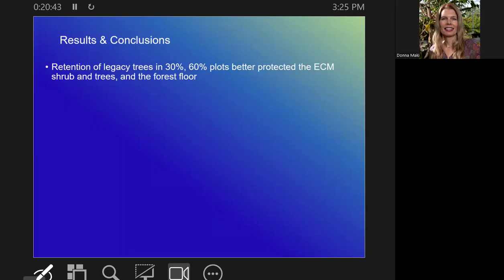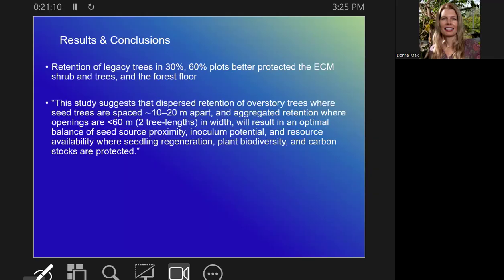So overall, their conclusions were showing that getting some of those legacy trees to stay put, not cutting everything down, and especially in the 30 and 60% plots that they tested, it did a better job of making sure that there were good amounts of ectomycorrhizal fungi. There were shrubs and trees that supported the ectomycorrhizal fungi as well. And the forest floor was better protected for enhancing growth of Douglas fir in particular.